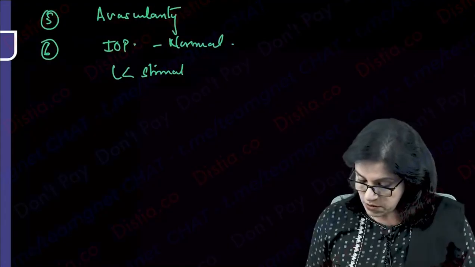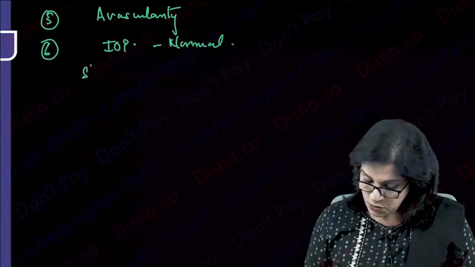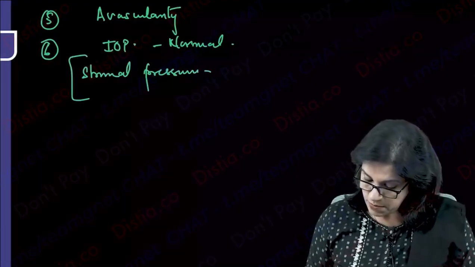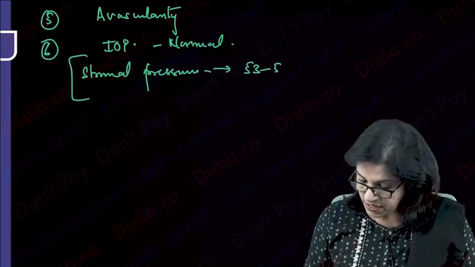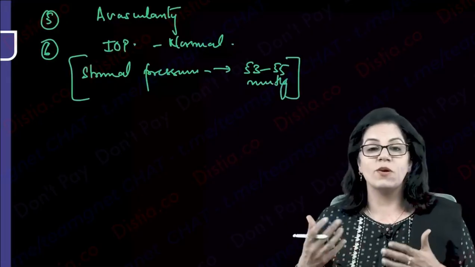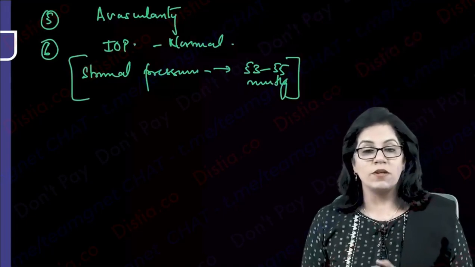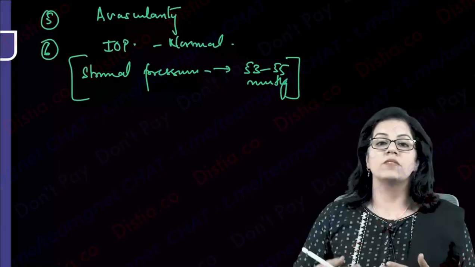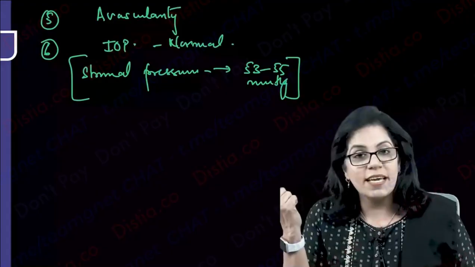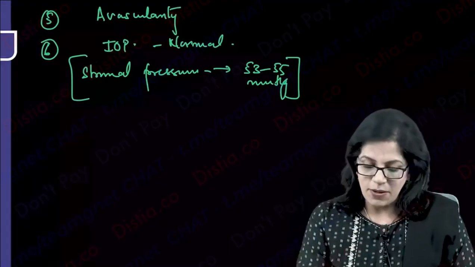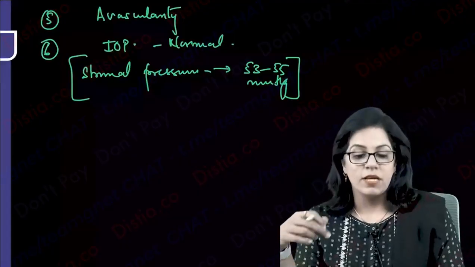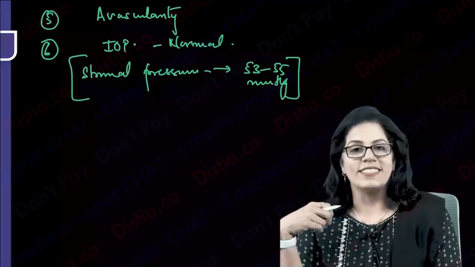So, what was the stromal pressure we learned? In the corneal stroma, the pressure is around 53 to 55 millimeters of mercury. So, this is what is happening in acute congestive glaucoma. In acute angle closure, the IOP goes more than the basic stromal pressure, leading to epithelial edema. Okay. So, this was about the physiology, and these are the points that we are going to understand and learn in the physiology.